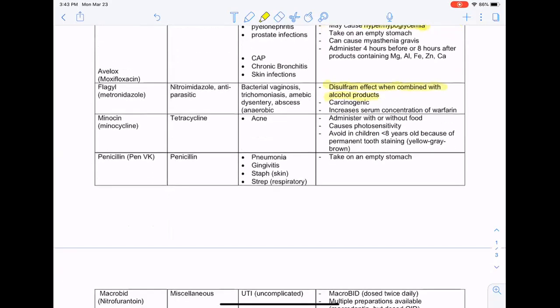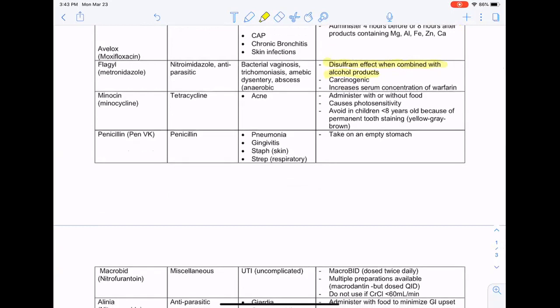All right, next one is an antibiotic. It's a tetracycline. It's called Minocin is the brand name, and minocycline is the generic. This one's most commonly used for acne. This one you could administer with or without food, but I always tend to err on the side of caution. I usually say you can take it with or without food, but if they have an upset stomach, they can take it with food. That sometimes helps mitigate the GI side effects. This one causes photosensitivity, which is really important to note.